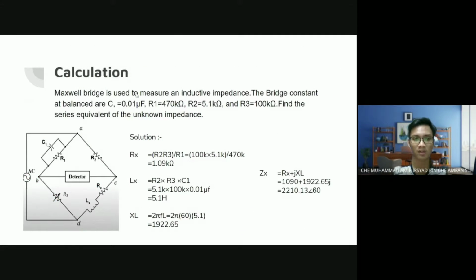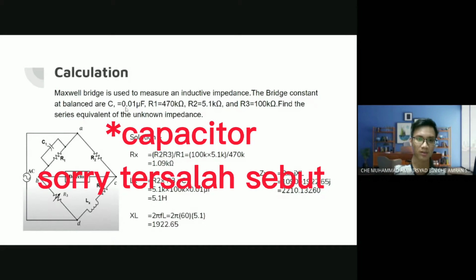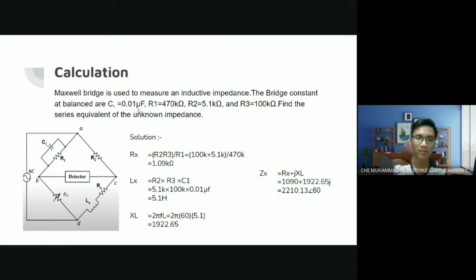Here is the calculation for balanced Maxwell bridge. Maxwell bridge is used to measure an inductive impedance. The bridge constants at balance are, this is the example, the values for this Maxwell bridge. The capacitor is 0.01 microfarad, R1 is 470 kilo ohms, R2 is 5.1 kilo ohms, R3 is 100 kilo ohms.